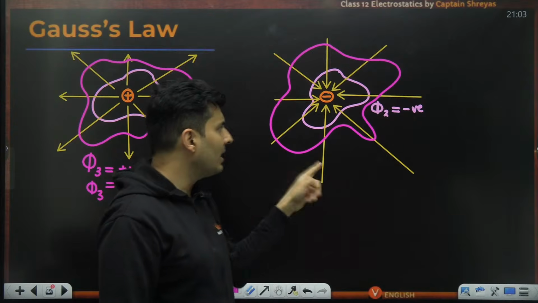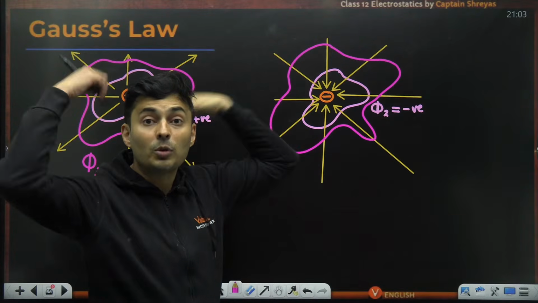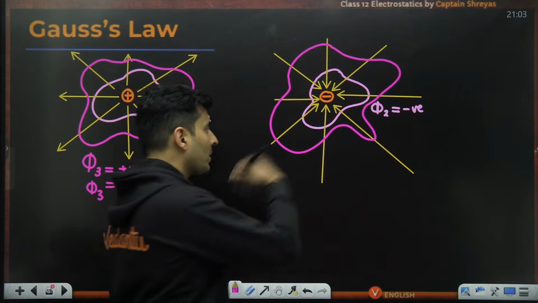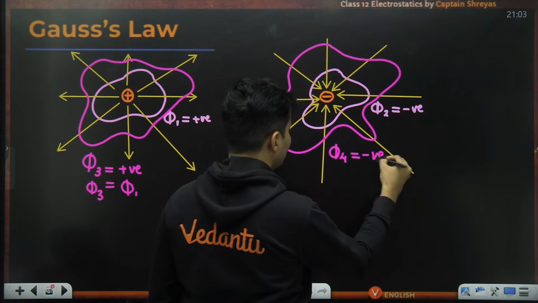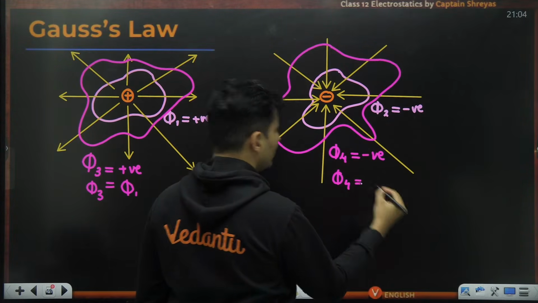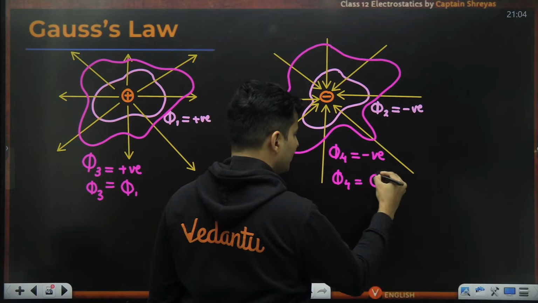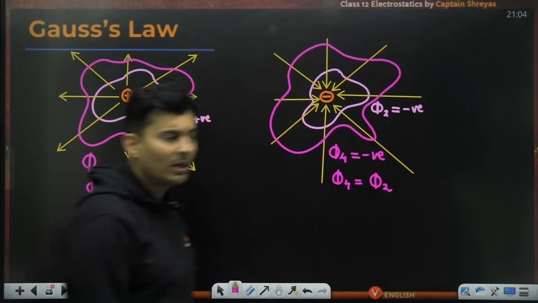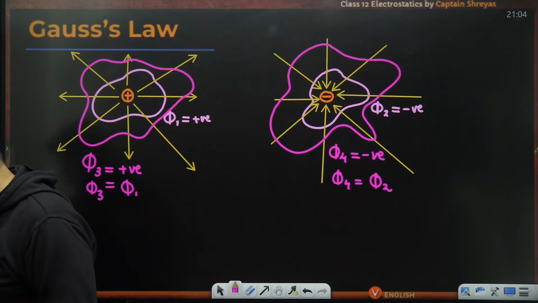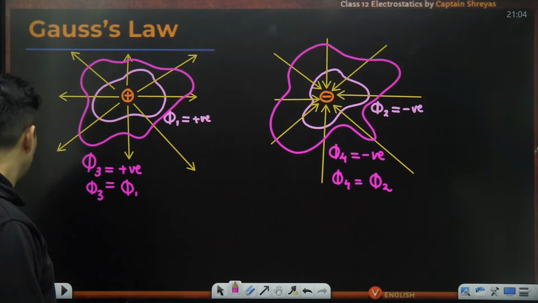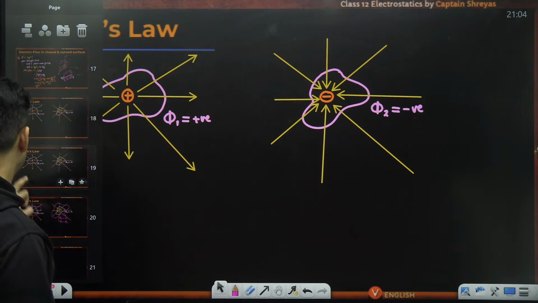Same logic I can apply here. I don't care about the shape. It could be any random shape. But here also, this flux 4 will be not just negative, any negative because it is going in, but it will also be the same as phi 2. Everyone with me on this? Okay, sir. Another interesting concept.